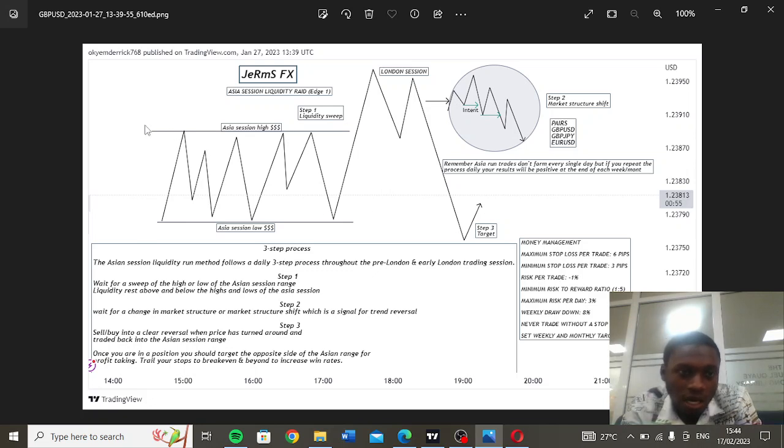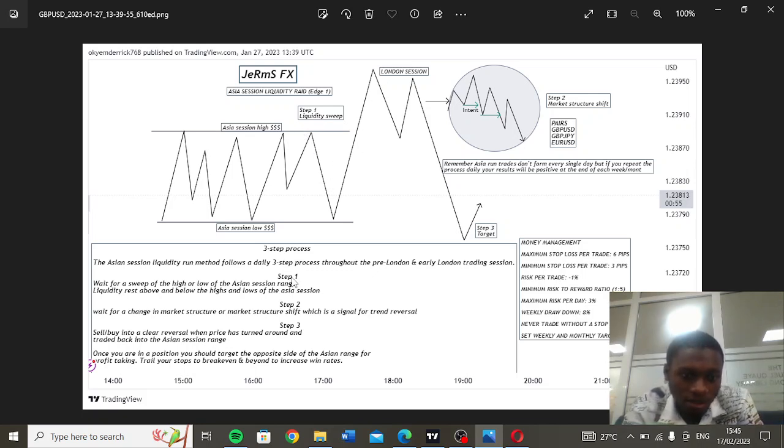Above the Asia session high and below the Asia session low, we have liquidity resting above these areas, because some forex traders are going to sell at this place, and some retail traders are going to buy at this place. Most often, traders wait for the market to get to this level in order to short. But I don't do any of that. What I'm waiting for is the liquidity sweep.